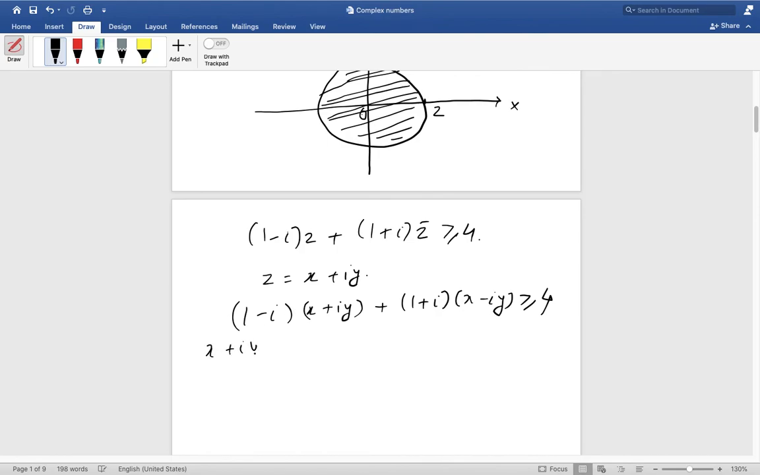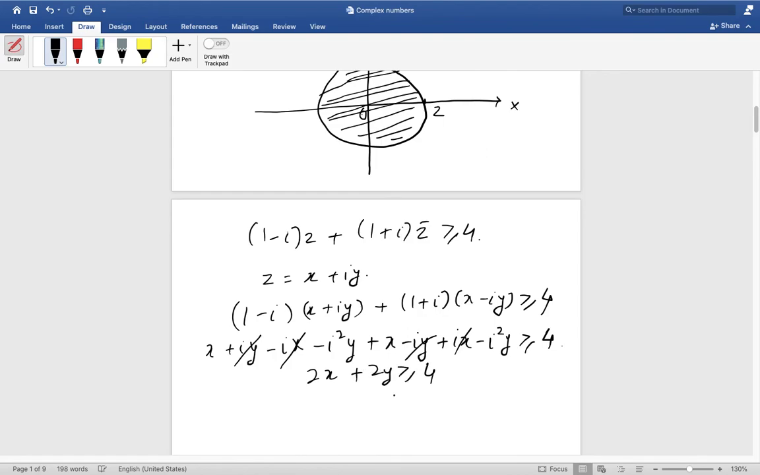x plus iota y minus iota x minus iota square y plus x minus iota y plus iota x minus iota square y is greater than or equal to 4. Now we know that iota square equals minus 1, so this will become plus y, and this will become plus y. And minus iota x gets cancelled with plus iota x, minus iota y gets cancelled with plus iota y. x plus x is 2x, and plus y plus y is 2y. So 2x plus 2y is greater than or equal to 4, or x plus y is greater than or equal to 2.